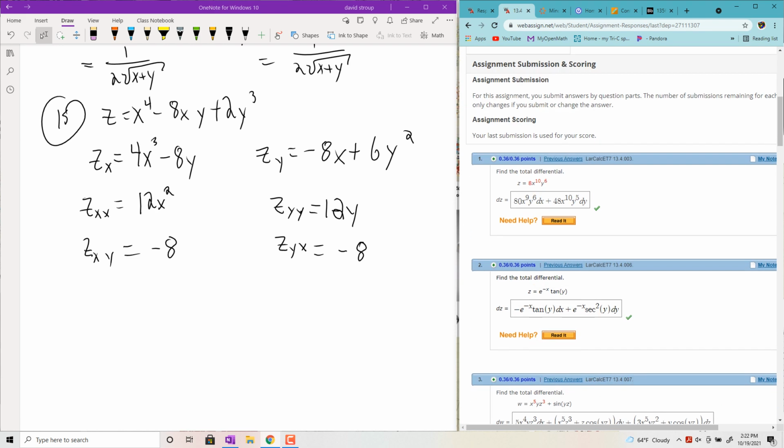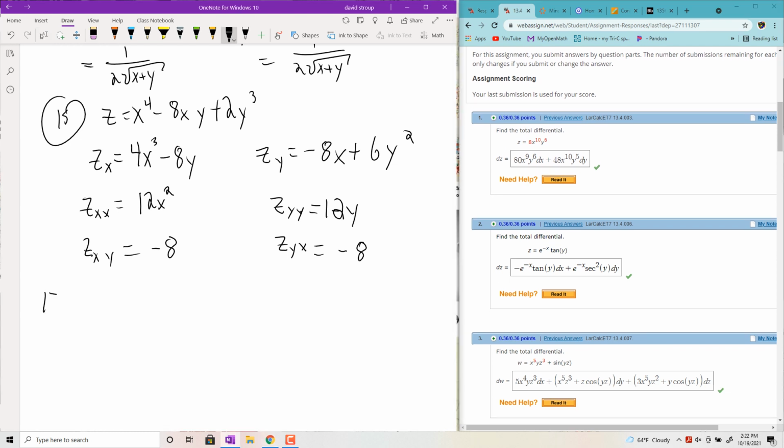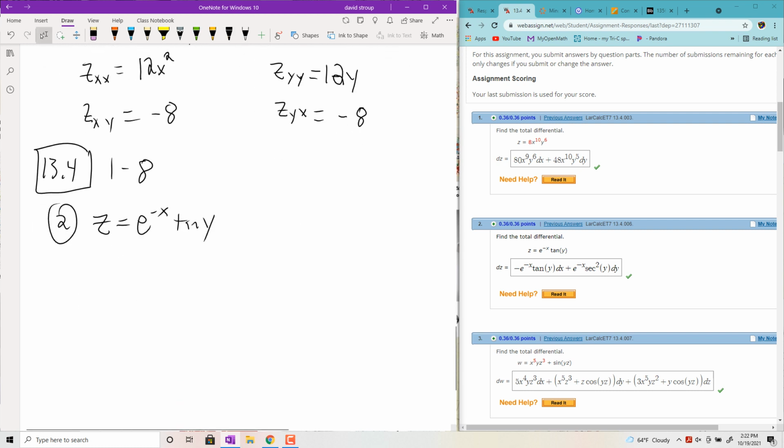So let's try number 2. This is 13.4, questions like 1 to 8. Let's switch to number 2. Z equals e to the -x tan y. So if you've forgotten, the total differential dz is going to be the partial of your function with respect to x times dx plus the partial of your function with respect to y times dy. So you got these 2 changes in 2 different directions, which add up to the overall change in the z direction.